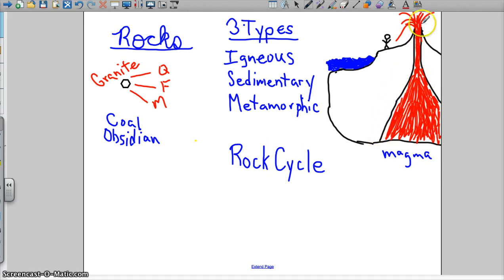And of course, after the lava flows out of the volcano, it can cool here on the surface. So whether it cools down here or up here, you're going to end up having what's called igneous rock.